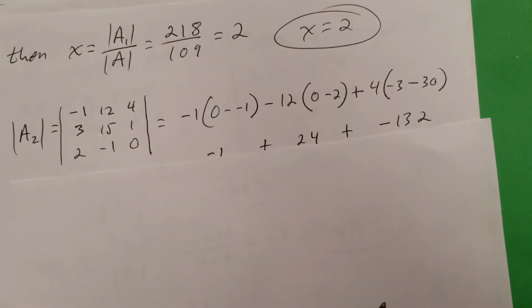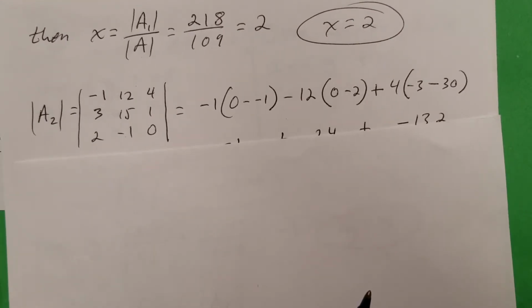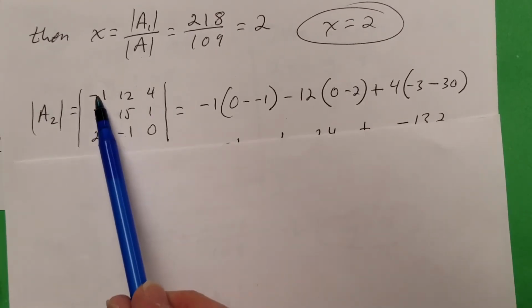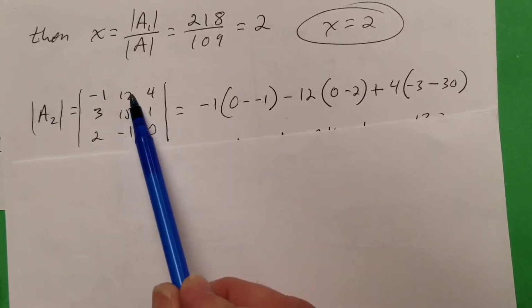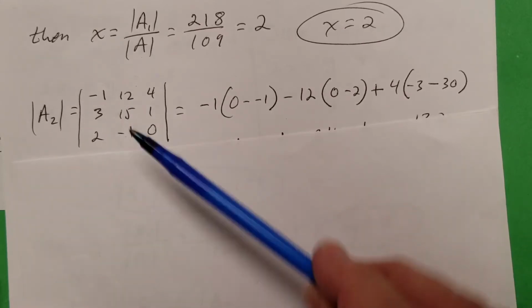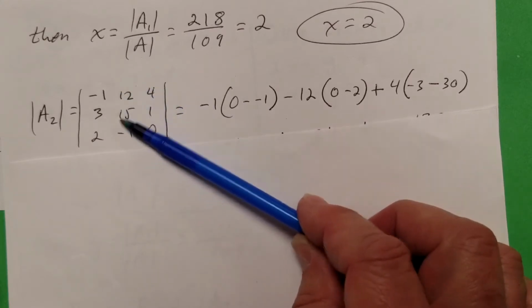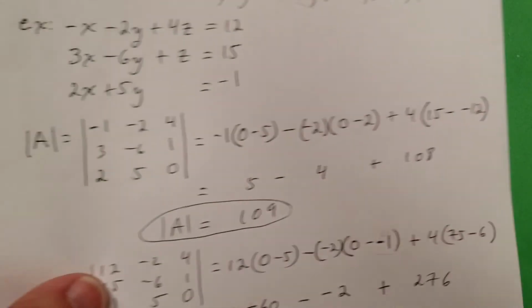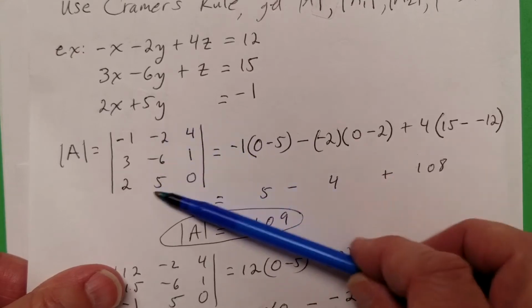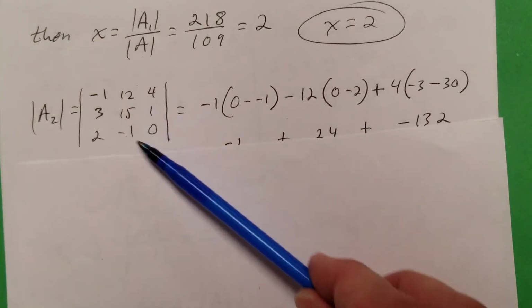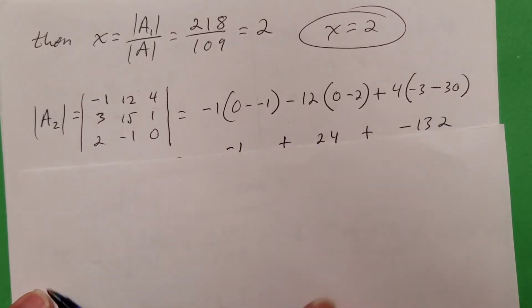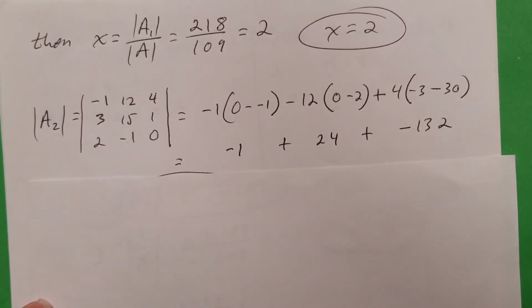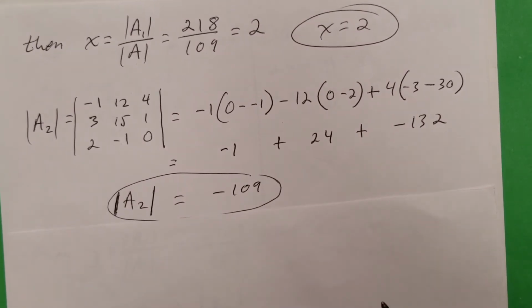So really quickly, here's the determinant of A2, right? Negative 1, 15 times 0, 1 times negative 1. There it is. 12 times... Now remember, we had to replace the second column because we're doing A2. Here's A, so we got to replace this column with 12, 15, negative 1 because we're doing A2 now. So same pattern, get the answers. So the determinant of A2 is negative 109.